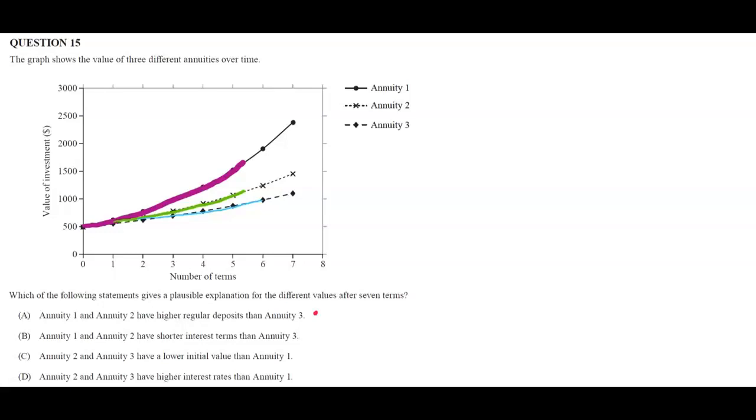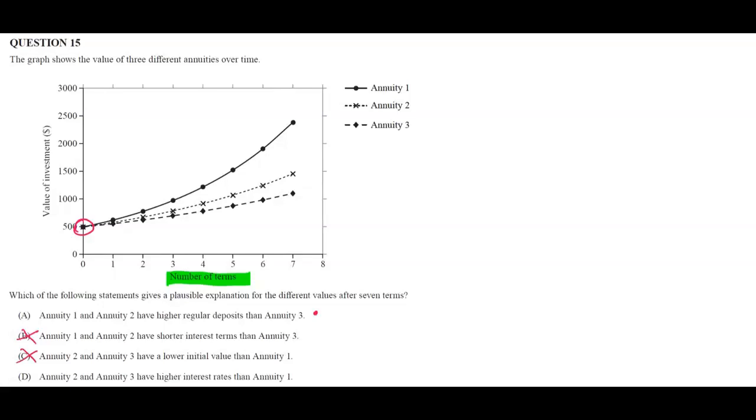Well, that's not true, because if we have a look at our x-axis where we have the number of terms, you'll notice that all of our dots, let me just erase the lines I drew, you'll notice that all of our dots align with each other. So that means they're all being done at the same term. So B is off the cards. C. Annuity 2 and Annuity 3 have a lower initial value than Annuity 1. Well, that's not true either, because if we have a look at our y-axis, you'll see that they all start off at the $500 mark. So C is not a choice.